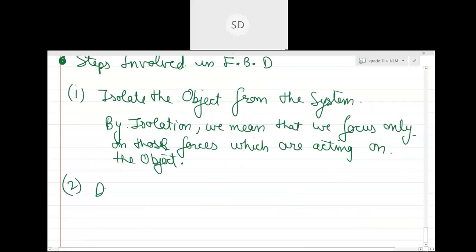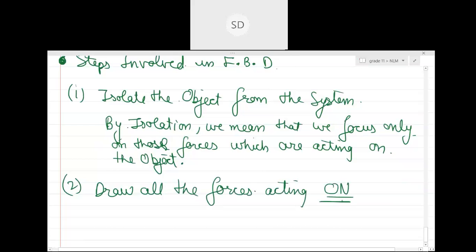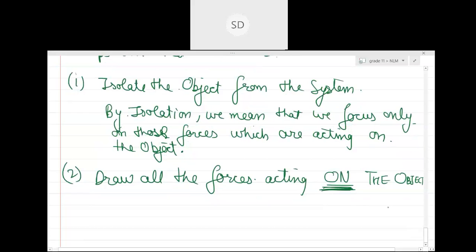Now the second step is to draw all the forces acting on the object. You don't draw the forces which are applied by the object. We always talk about those forces which are applied on the object. Is this clear? Once you draw this, these two steps will consider your ability. Now, how will you solve the problem? The third step onwards is basically for problem solving.